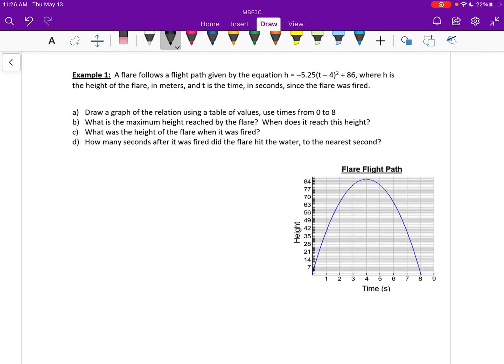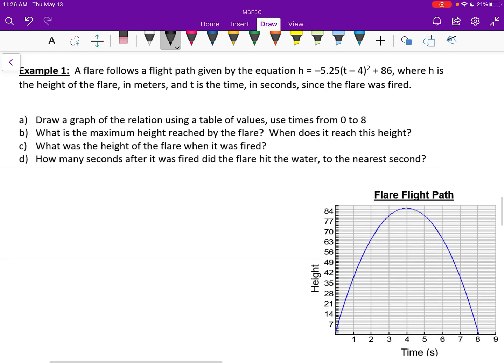So let's do a few word problems together because, again, these are obviously more complicated, and this is what we're ultimately aiming for. We're trying to find out, can I solve these word problems? Okay? So let's go in and do this word problem. It says a flare follows the height given by the equation h = -5.25(t - 4)^2 + 86, where h is the height of the flare in meters, so that tells us how high off the ground the flare is, and t is time, how long it's been since we've shot the flare.